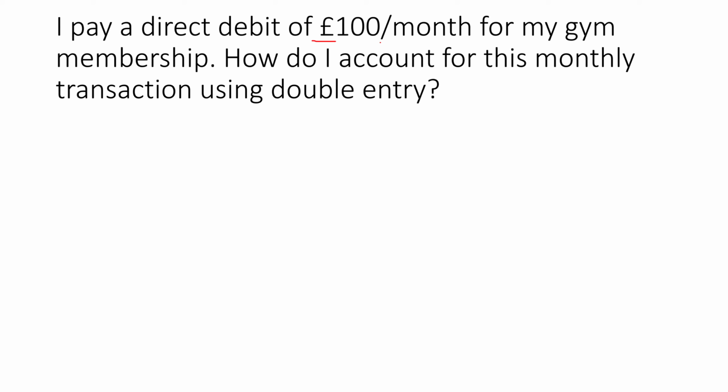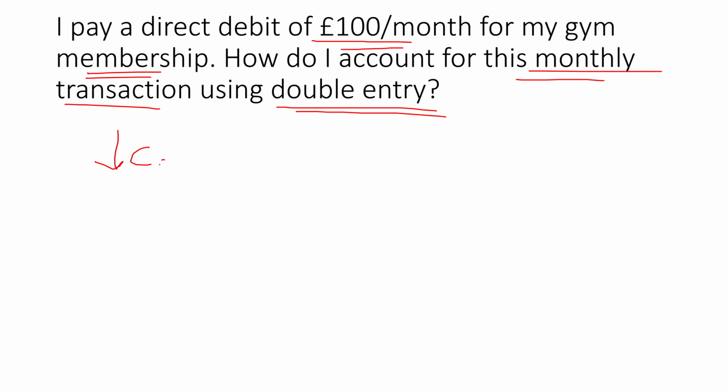So I pay a direct debit of £100 per month for my gym membership. A bit expensive, not for myself. This is just an example, not in real life. How do I account for this monthly transaction using double entry? Well, let's have a think about it. So we're reducing cash. What's the effect of that? Well, it means we have to credit cash £100.